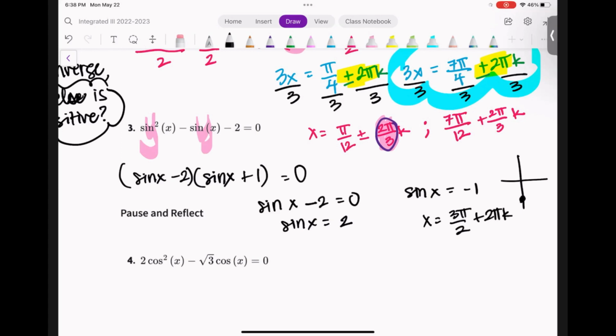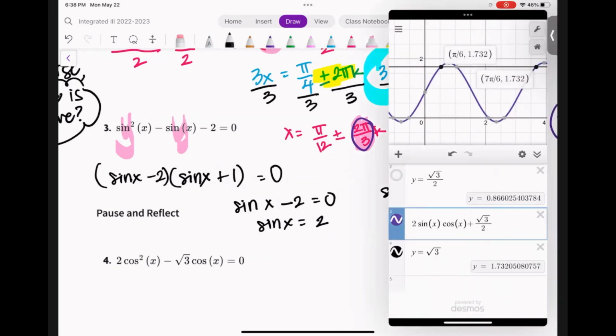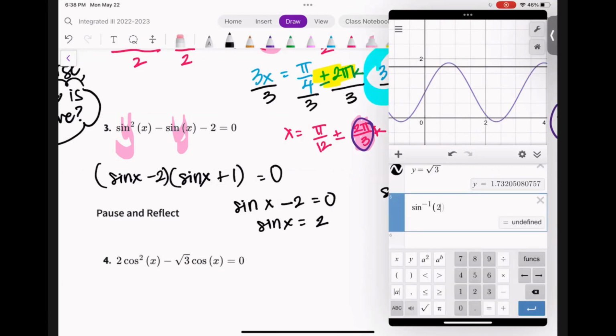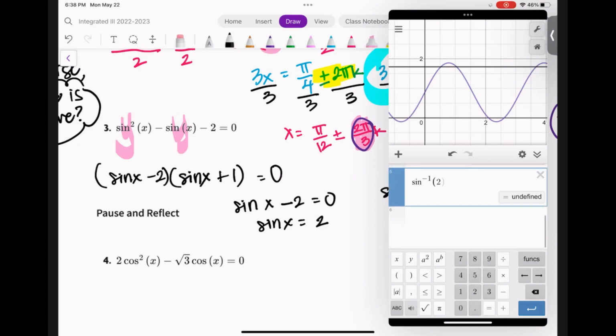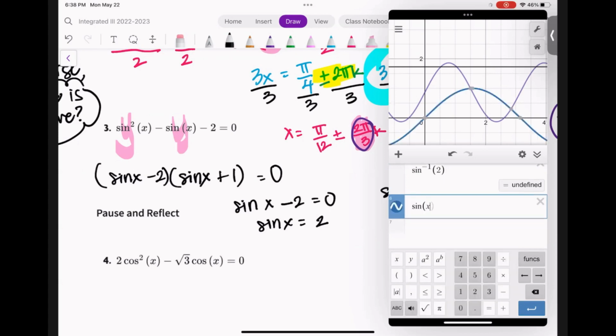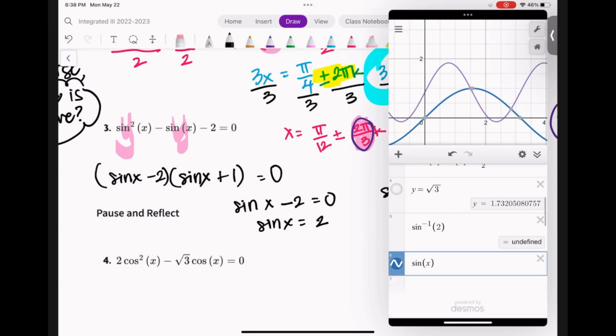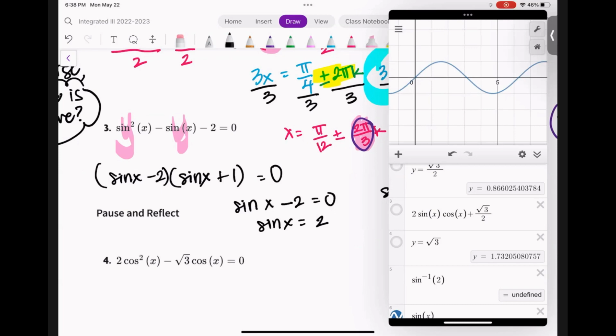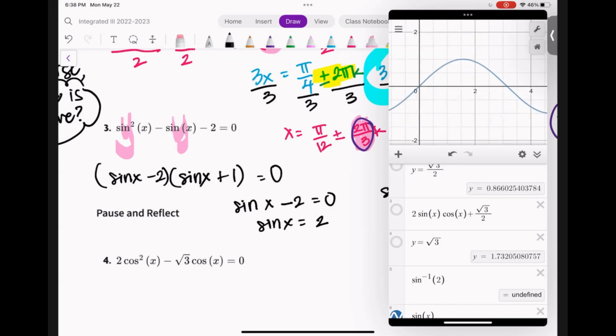And then sine x equals 2 is kind of funny for you. So I'm going to show you using the calculator. So sine inverse of 2. And it says undefined. Now, let me explain why this is undefined. First, I'm going to show you a graph. So whenever I graph the function sine of x, let me turn this other guy off and this guy off. There you go. So when I look at the function sine of x, it lives between positive 1 and negative 1.